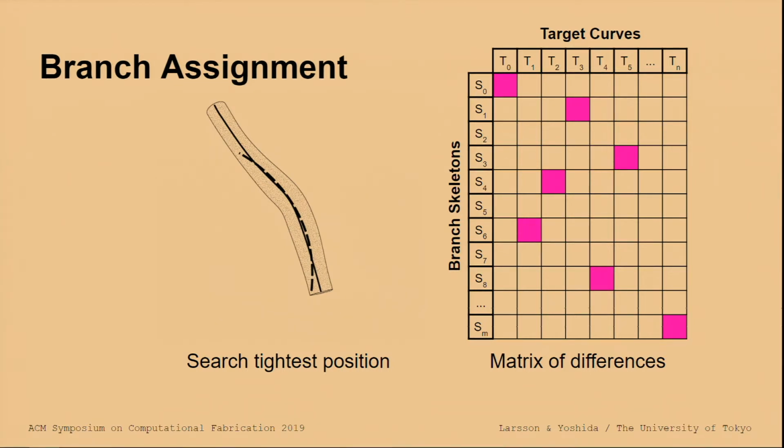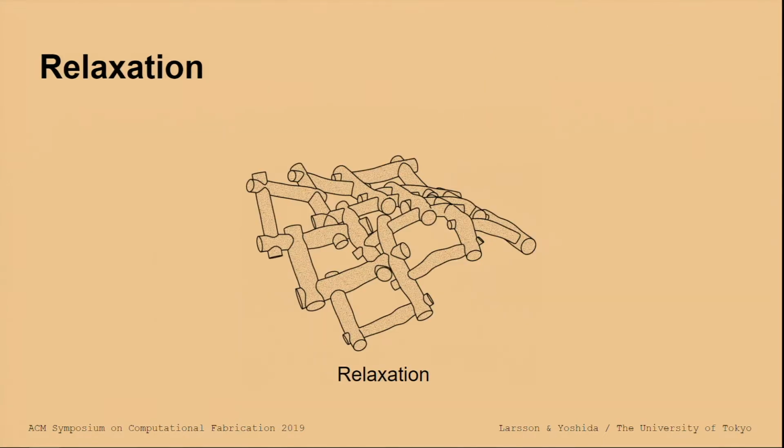So we use an existing combinatorial optimization technique to minimize the sum of all the differences between the skeletons and targets of the structure. And then to account for possible deviations due to non-perfect fit, we also apply relaxation to further tighten the joints.